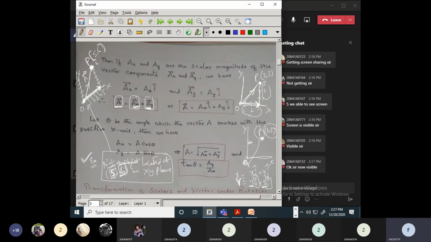So what is the thing here? The vector A is there, and we see how many units away from the origin towards the x-axis, and how many units away from the origin towards the y-axis. So those things you are going to resolve.